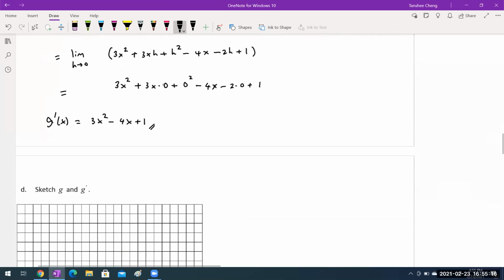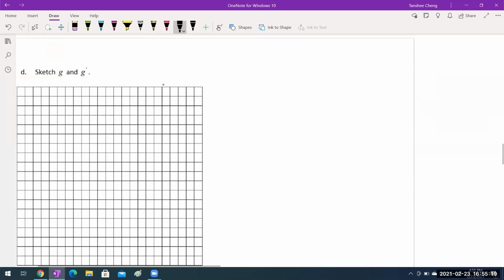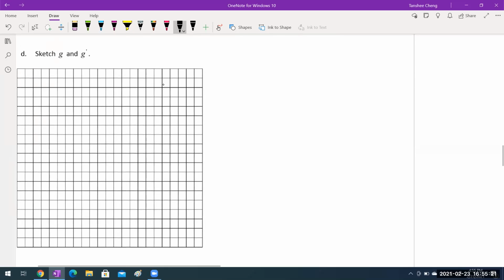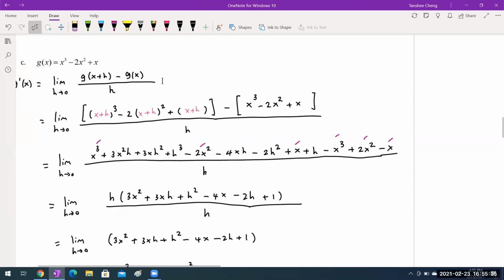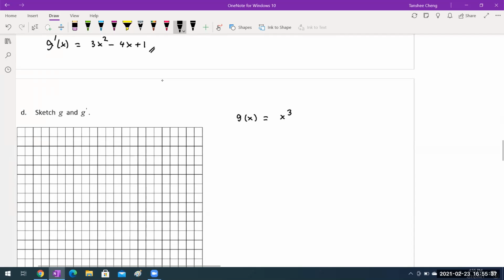Now, what we want to do is sketch both of the graphs here. So we know the g function, let's take a look at this. G of x is equal to x to the third power minus 2x squared plus x. So what I can do is factor x out. That will give me x squared minus 2x plus 1, which is x times x minus 1 quantity squared.